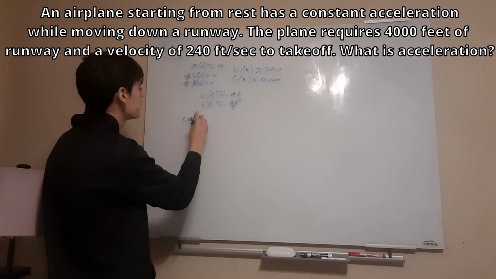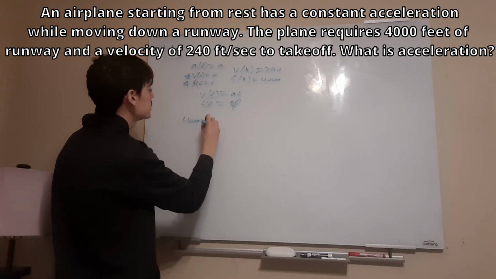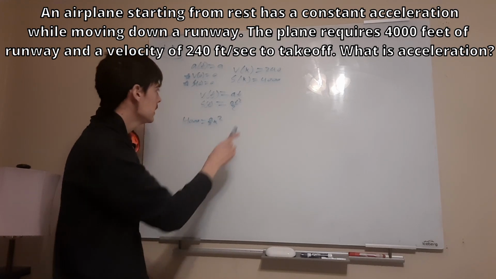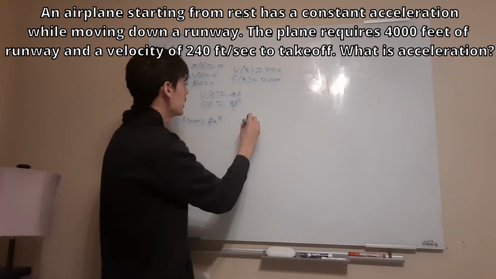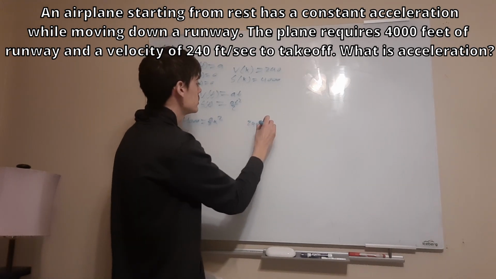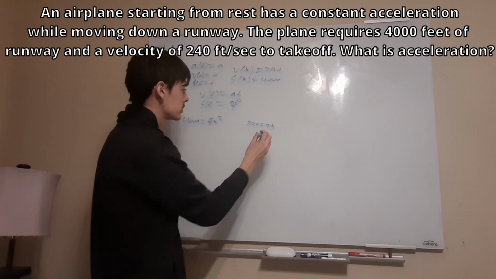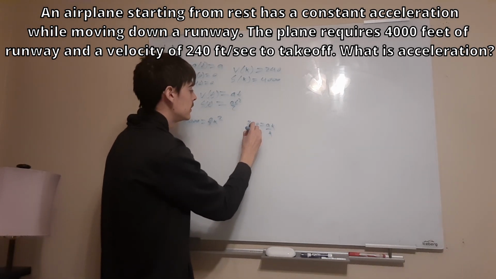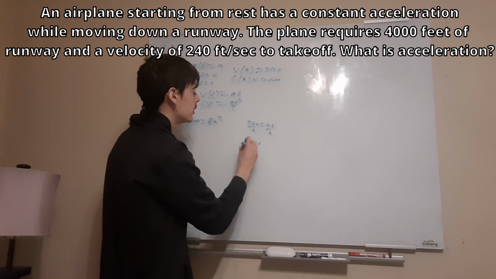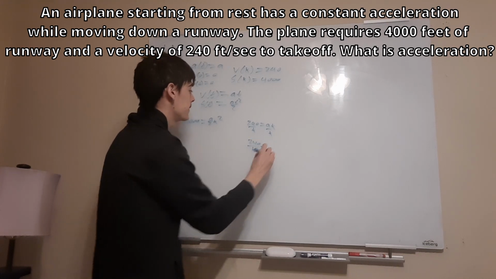So 4,000 equals a over 2 times k squared. And plugging in v of k is 240, we get 240 equals ak. So I'm going to isolate k. I'm going to divide both sides by k here, and we get 240 over k equals a.